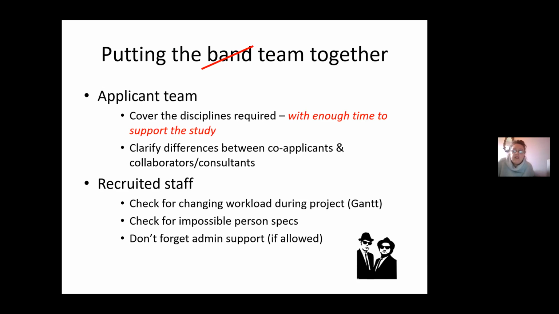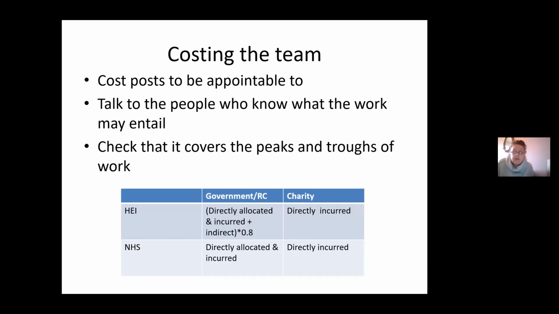And then think about the required staffing, so that core team that's going to be required to deliver what you've promised. So again, the Gantt and your flow are really useful, particularly the Gantt, because you can look at the workload during the project, and you can check where things are not possible. And as I've mentioned, don't forget things like your admin support if required.